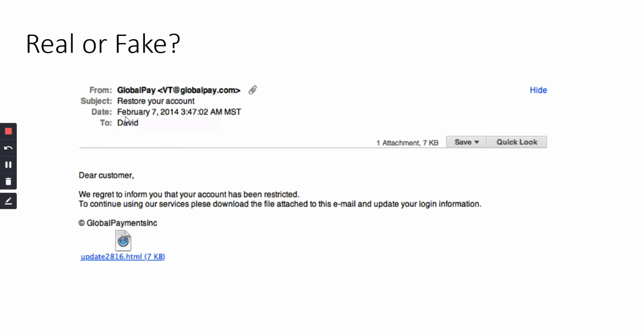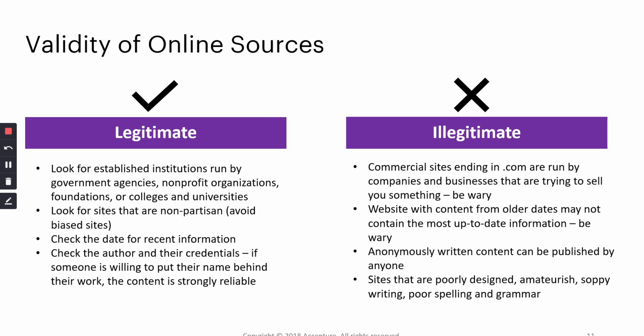Also notice that the subject line should be capitalized. It's some email etiquette of having the first letter of each word capitalized for the subject. Also, it was sent in the middle of the night, so that's a little bit concerning. So go ahead and say this one's a fake. So hopefully that gave you guys a good idea of how you can understand the validity of emails. Finally, we'll just go through validity of online sources.